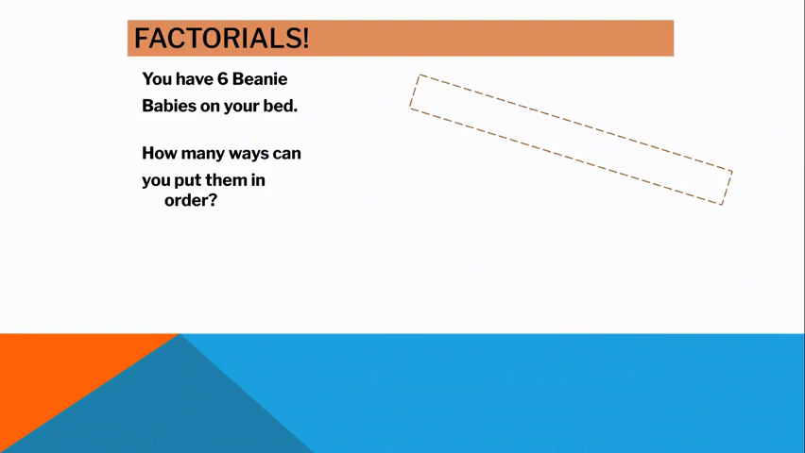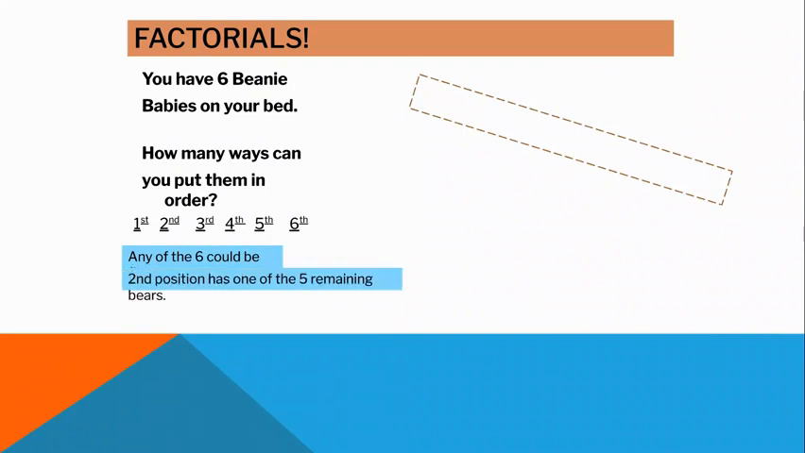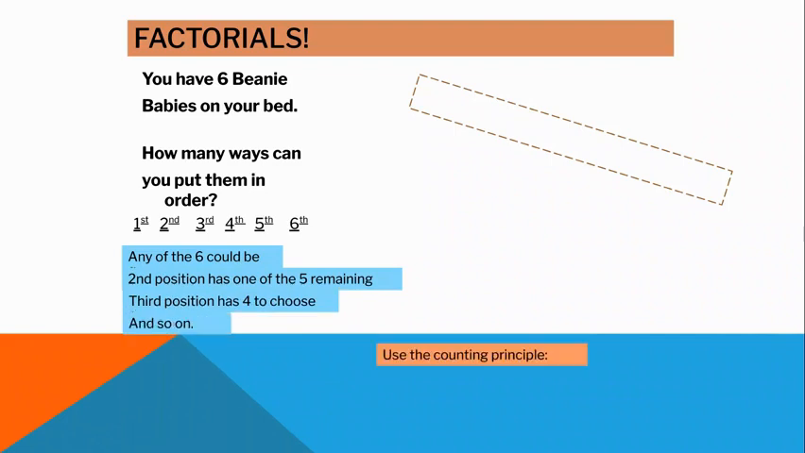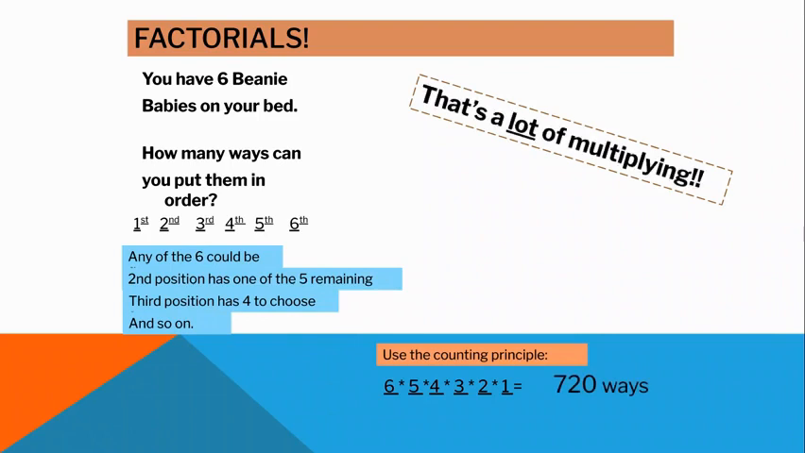Factorials. Let's say you have 6 Beanie Babies on your bed. How many ways can you put them in order? Well, there are 6 of them, so any of the 6 could be first. And then next would have to be one of the 5 remaining, and then the 4, and so on. So if we use the counting principle, that would be 6 times 5 times 4 times 3 times 2 times 1, which is 720. That's a lot of multiplying.